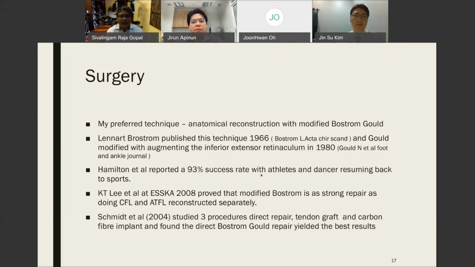There are mechanical studies done by Kelly Lee showing it's as good and strong and a sufficient repair in spite of doing separate repairs. Broström has got good outcomes.